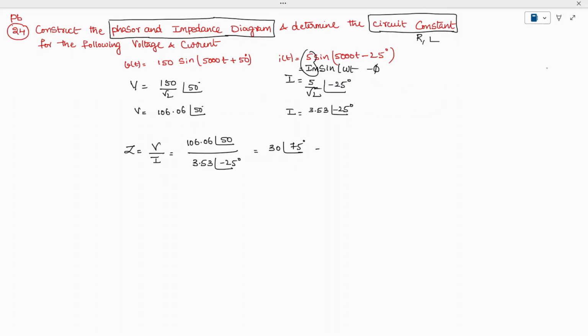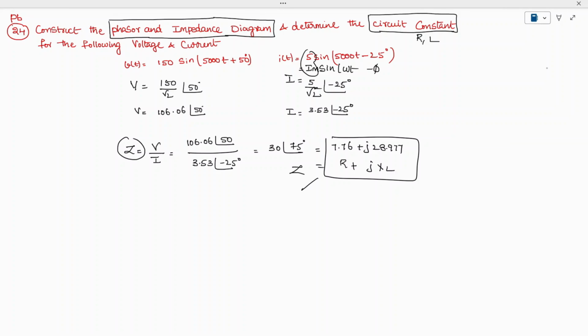When you convert this into rectangular form, you are going to get 7.76 plus j28.977. The impedance offered in a series RL circuit is R plus jXL, so now this is the total impedance offered.